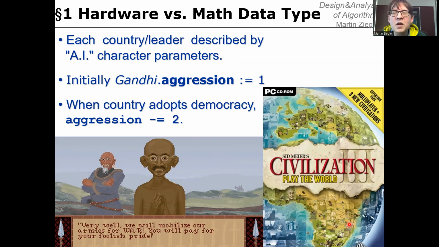Which is kind of an anecdote. It's funny, right? But it's also technically a bug. And the reason for that bug is the confusion between hardware data type and mathematical data type. The mathematical data type, which was probably on the mind of the programmer at that time, being integers, where 1 minus 2 is minus 1, whereas the implementation uses the hardware byte, where 1 minus 2 is 255.